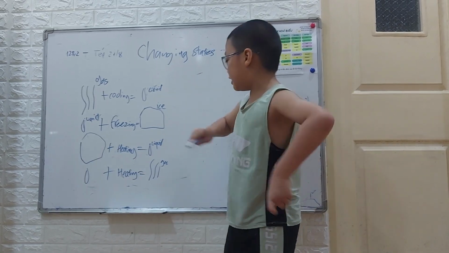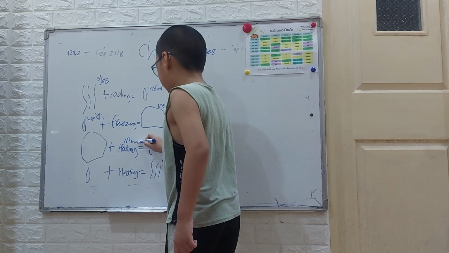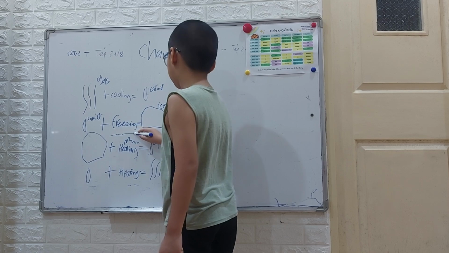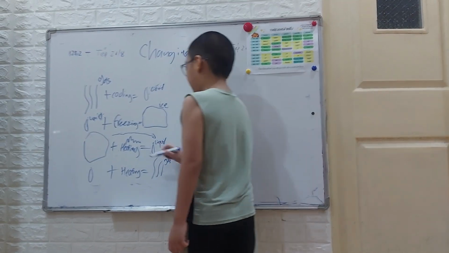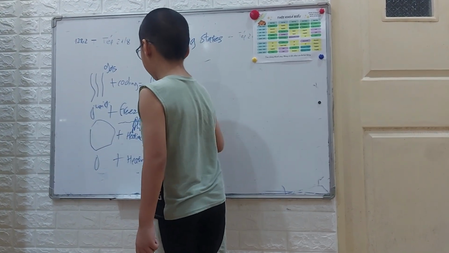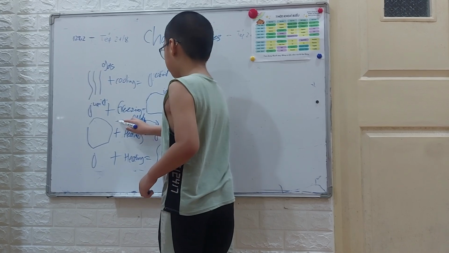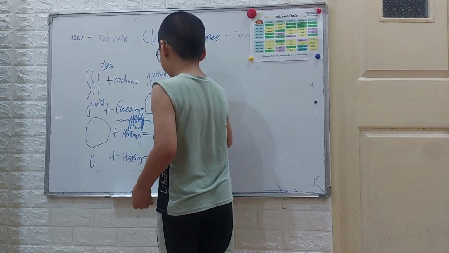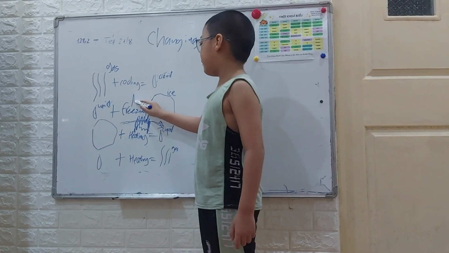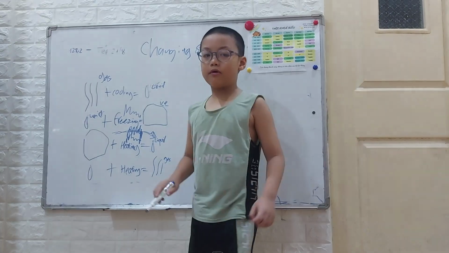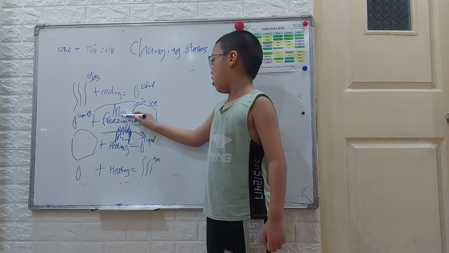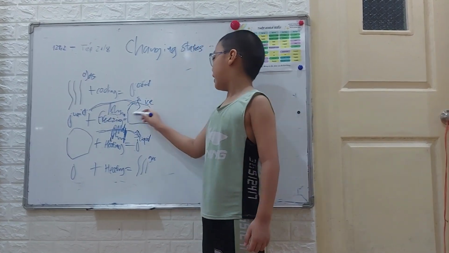But if the heat is really low, it will take a long time to turn to liquid. But if the temperature of the heat is very high, it will become liquid much faster. Like this, if you freeze it and the temperature is a bit high, it takes a long time to become ice. But if it is low, it will take a short time to become ice.